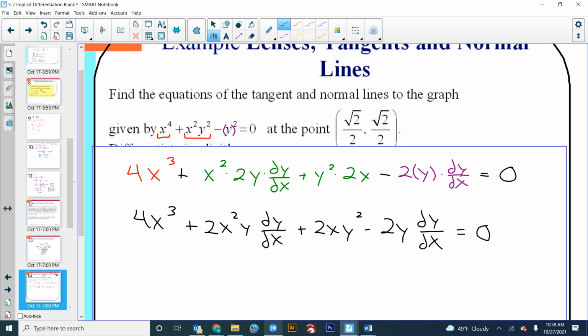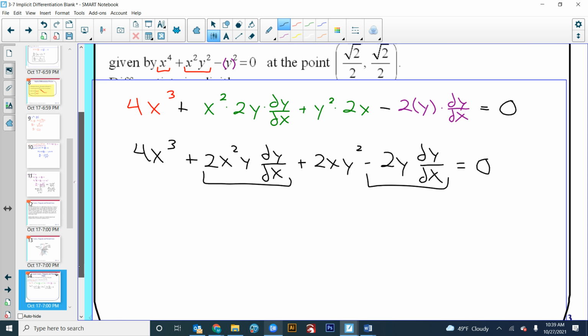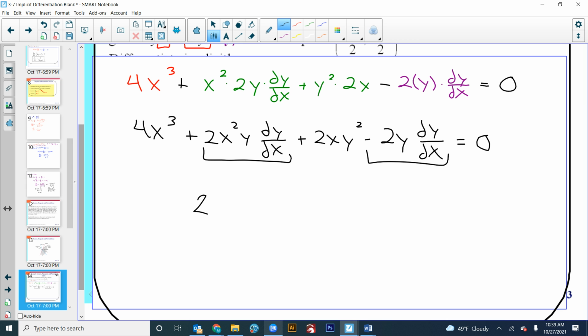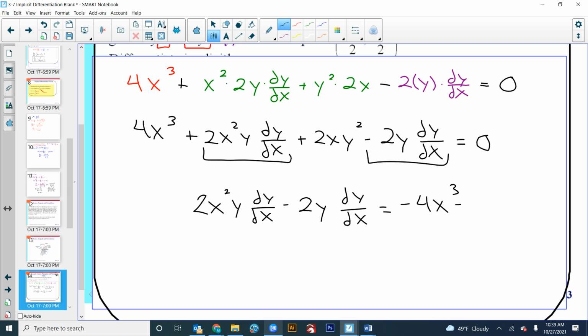For you step people, step 1 is to take the derivative. Got it. Done. Step 2, collect all the dy dx terms on one side. Well, this is a dy dx term, and this is a dy dx term. They're going to stay on the left side. Everything else gets moved over to the right side. So we have 2x squared y dy dx. Don't skip steps here. You're just asking for trouble. Minus 2y dy dx. I have to subtract the 4x cubed and subtract the 2xy squared to the other side.